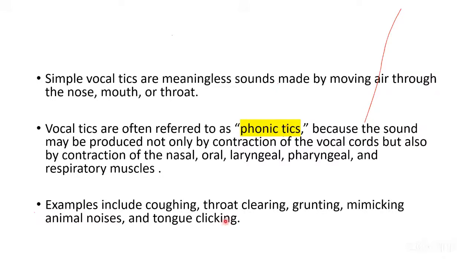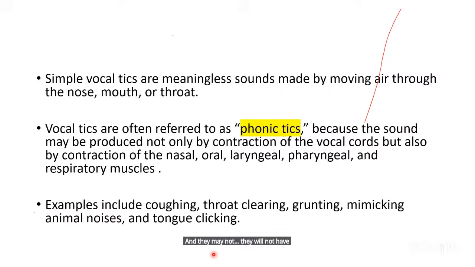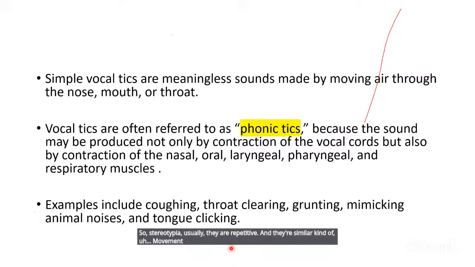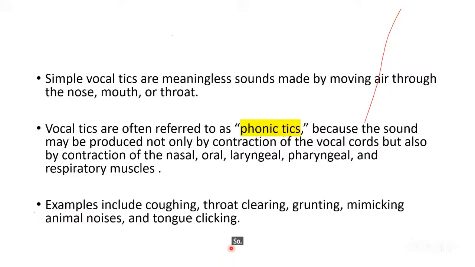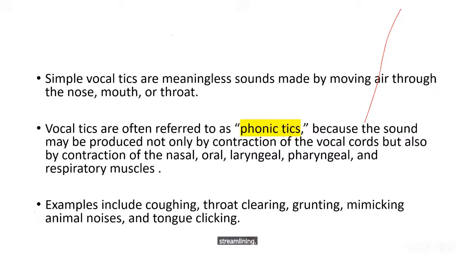What is the difference between tics and stereotypy? Stereotypy is a kind of habitual movement. It is usually more rhythmic or repetitive, and they will not have the urge. Stereotypies are repetitive and are a similar kind of fixed movement. Tics can have different kinds of phenomenology sometimes, and are more brief as compared to stereotypy. Plus, stereotypy usually does not have premonitory urge and suppressibility.